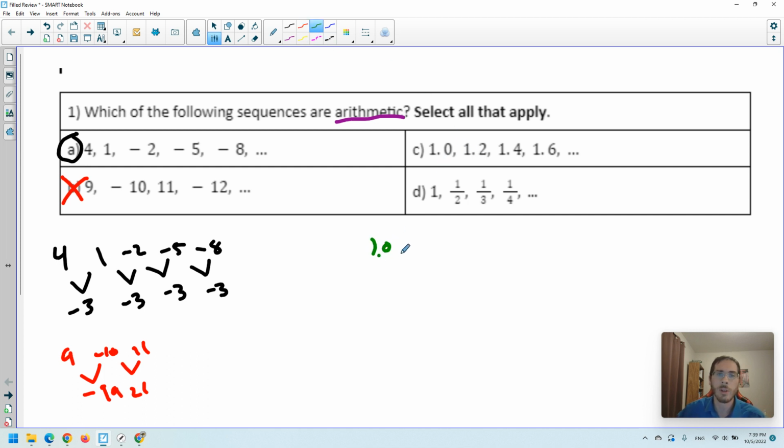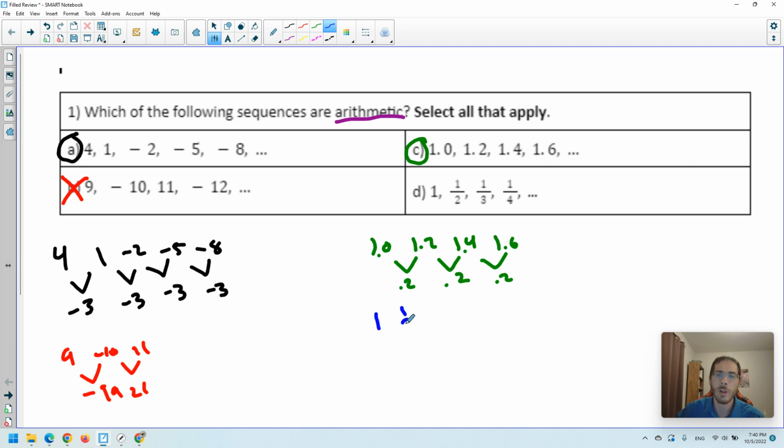Here we have 1.0 to 1.2. If we subtract those, we're going up by 0.2. Then we go to 1.4, subtract those, that's 0.2. Then to 1.6, subtract those, we got 0.2. Since they're all 0.2, we'll pick C. Last one we got to check is D.